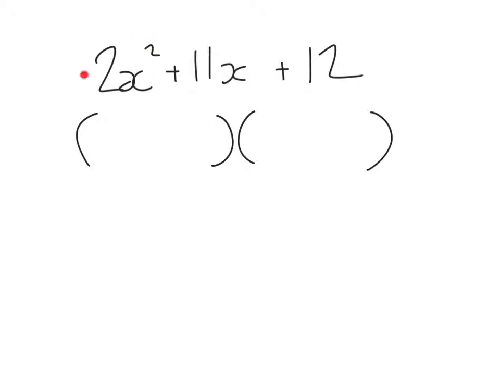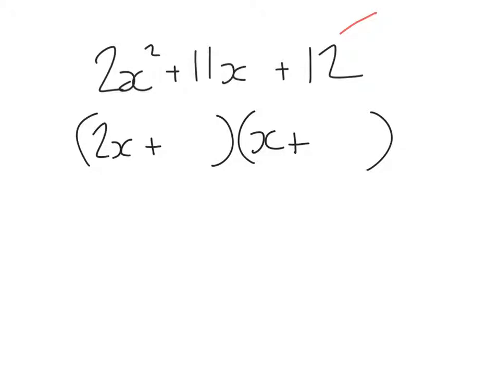Now, since this is a 2x squared, we're going to have a 2x in the first bracket and an x in the second bracket. Since this is positive, we're going to have the same signs in here and in here. And since this is also positive, they will both be positive. Okay, so now we have to get the factors of 12.